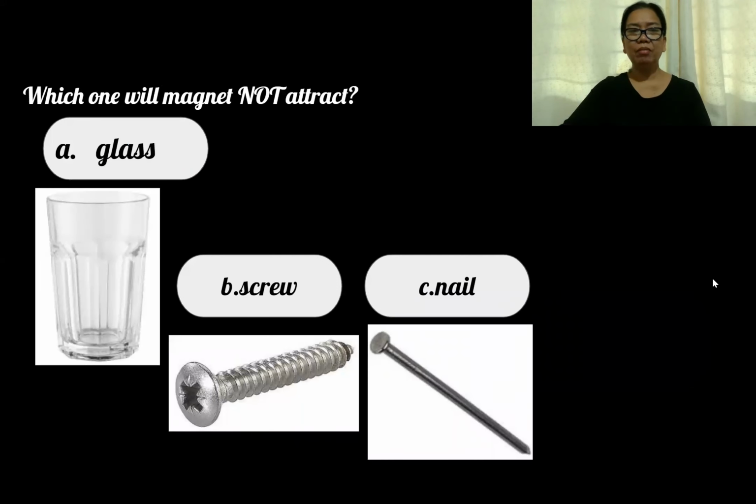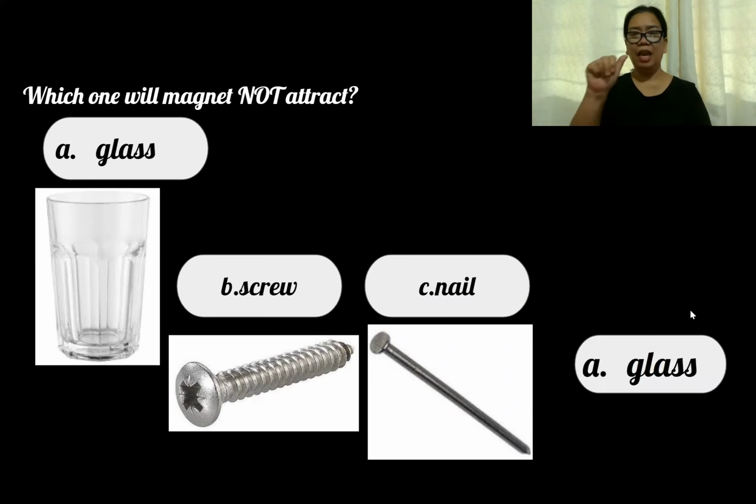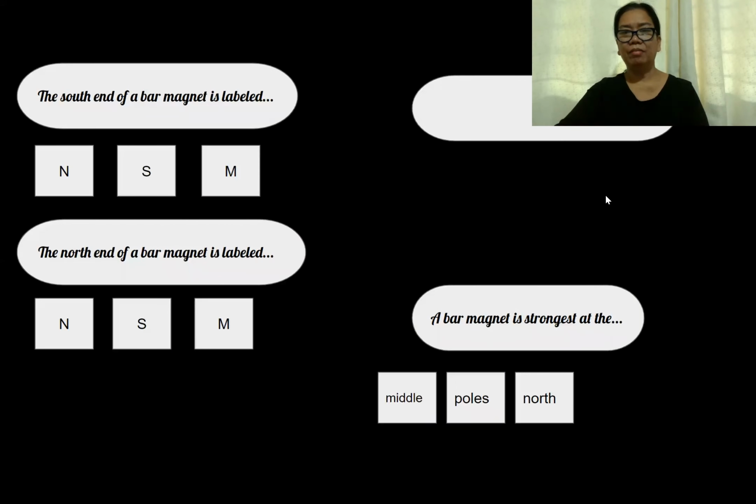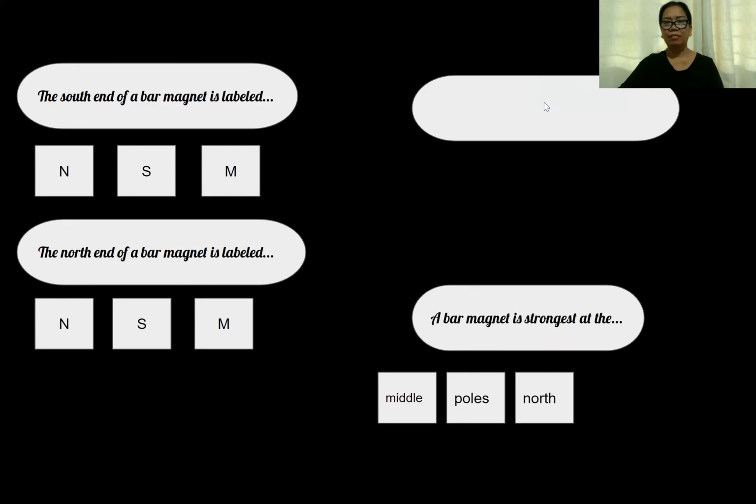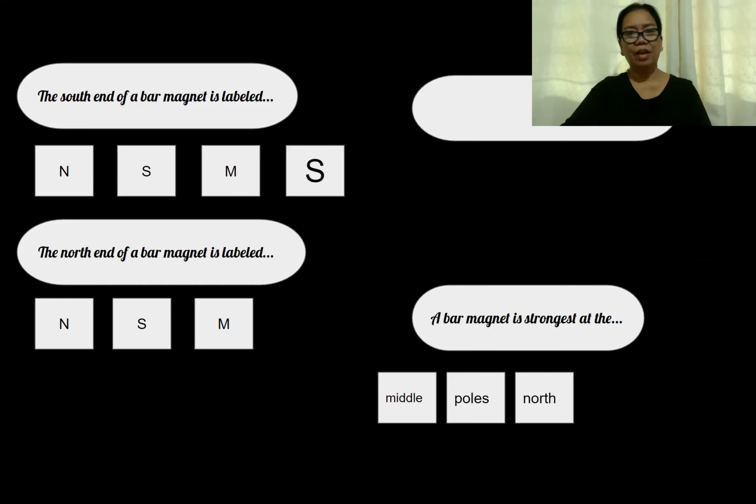Next. Which one will magnet not attract? A, glass. B, screw. C, nail. 5, 4, 3, 2, 1. The answer is A, glass. Now, number one answer is given, okay?